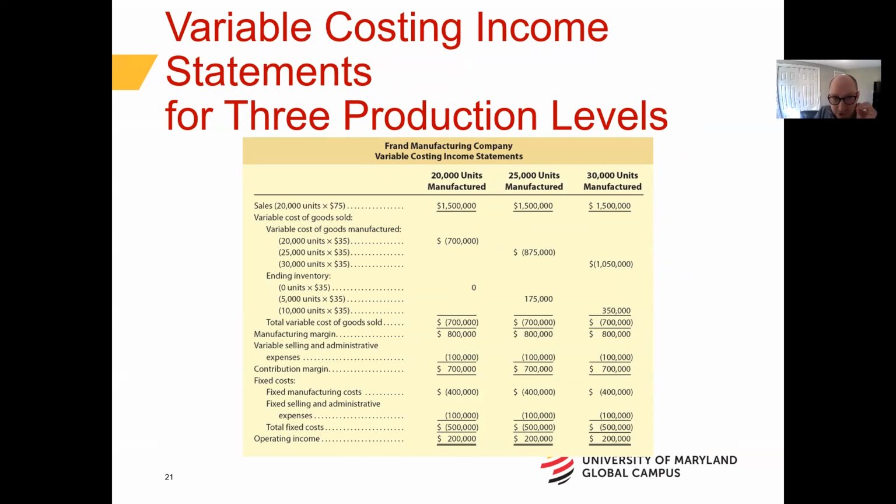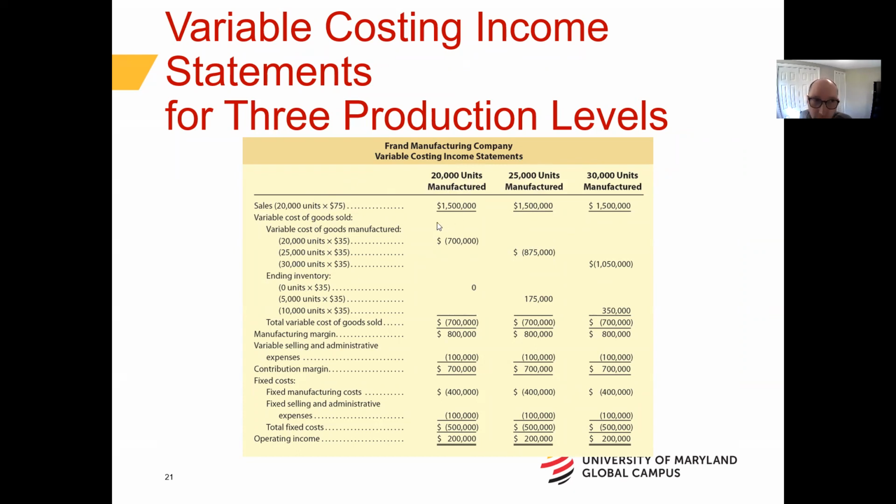Okay, here we go. This is the variable costing model. We have sales. Right now, we're just going to compare the first two, okay? We're going to make 20,000 units in proposal 1, 25,000 units in proposal 2. Sales, 1.5 million. We sold 20,000 units at $75 apiece, just as before.